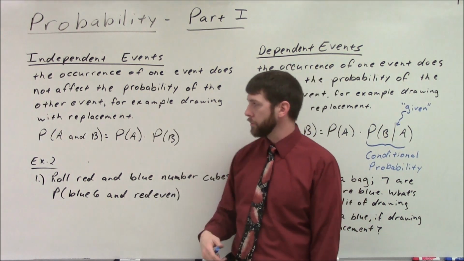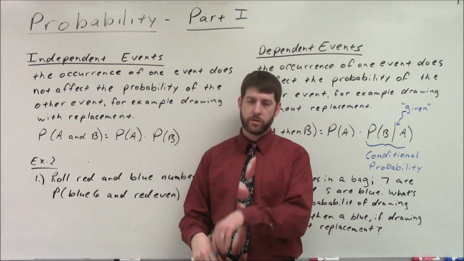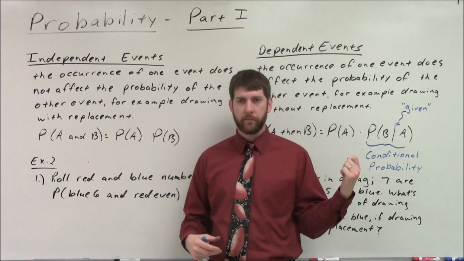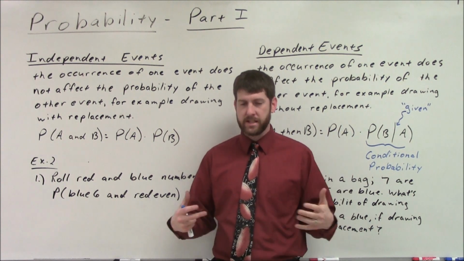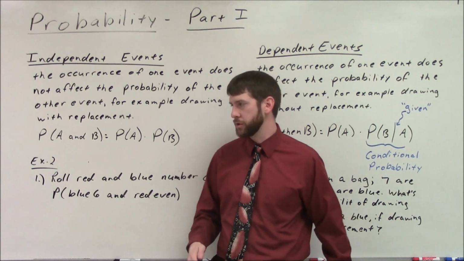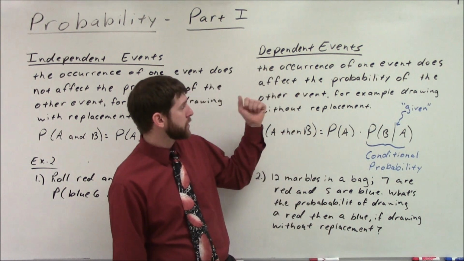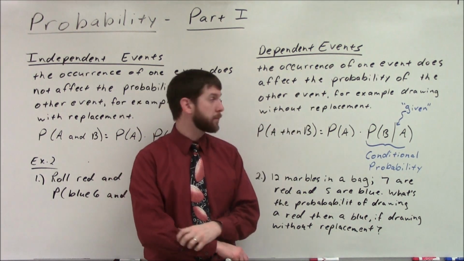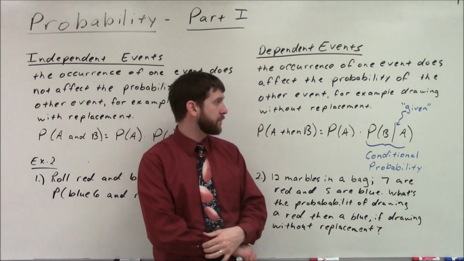For example, drawing with replacement. So if I have a bag of marbles, take one out, calculate the probability, put that back, and then draw again. The first draw has 0 impact on the second draw because it didn't affect how many we get to choose from. Which is different from dependent events, where the occurrence of one event does affect the probability of the other event.